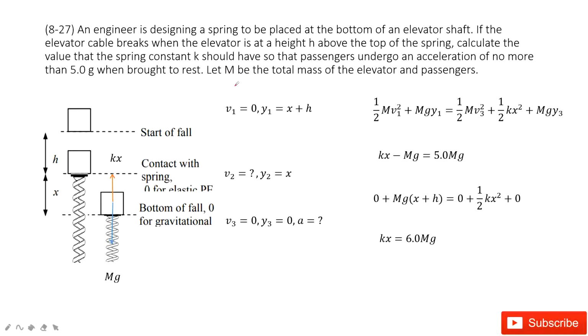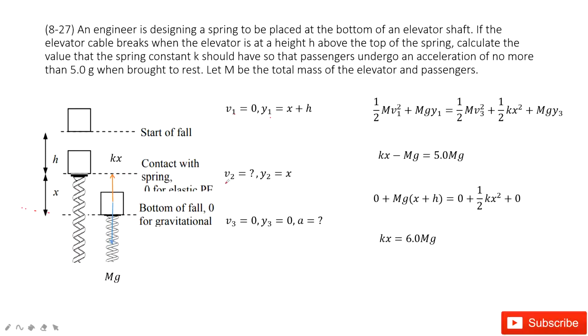Let's look at problem 27 in chapter 8. This chapter is about the conservation of energy. We can see in this model we have a box at 0. At position 1 it is stationary, and the position y1 is x plus h. We choose this one as the reference point.